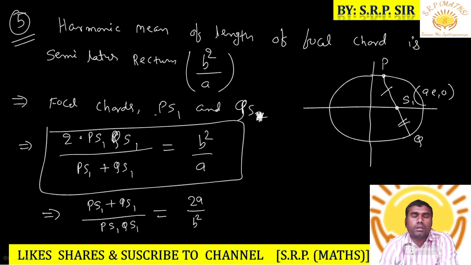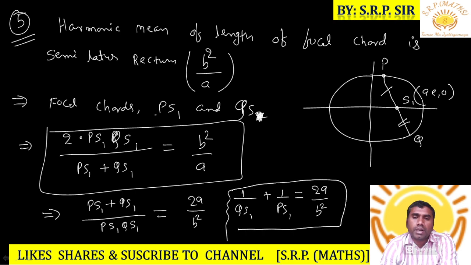So that is what actually 2b square by a is, keep in mind, so this is 2a by b square. If you take it, if I open it further, what is this value? 1 by QS1 plus 1 by PS1 is equal to 2a by b square. So we can remember this property simply in this way, that the harmonic mean of the focal radii is equal to the semi-latus rectum. That is more easy for us. Next, point number 6 we'll discuss.